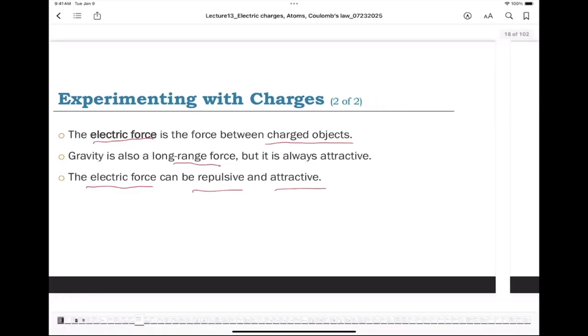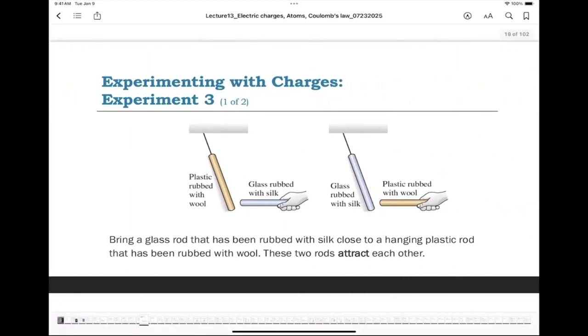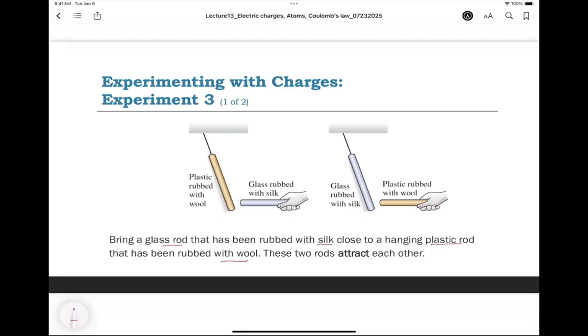Okay, let's continue. Let's see the other experiment. Bring a glass rod that has been rubbed with silk close to a hanging plastic rod that has been rubbed with wool. Those two rods attract each other. If you do this experiment, you will see this situation: the glass rod rubbed with silk and the plastic rod rubbed with wool attract each other. Let's see why.